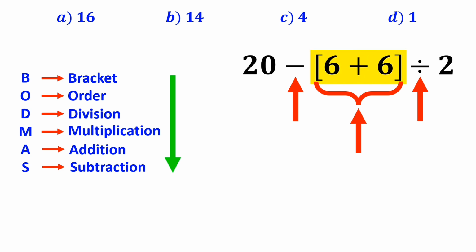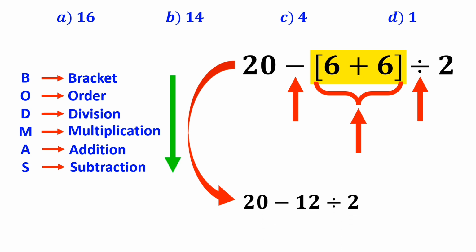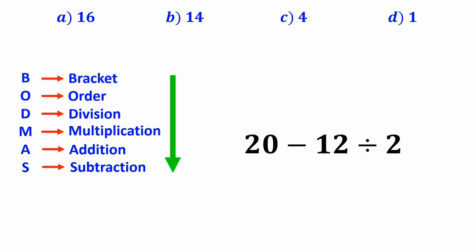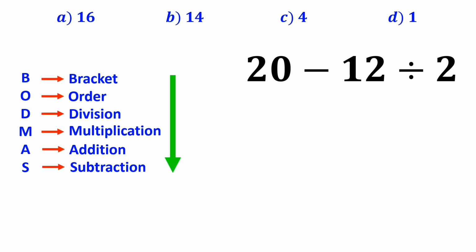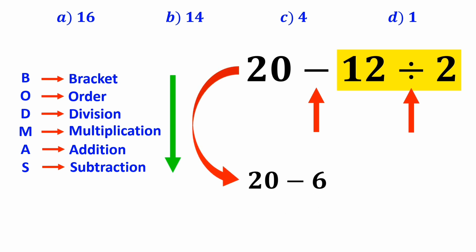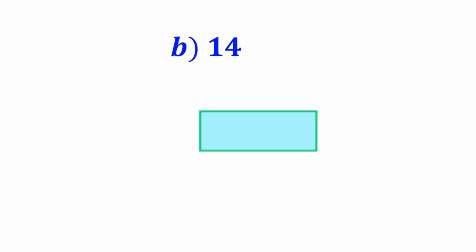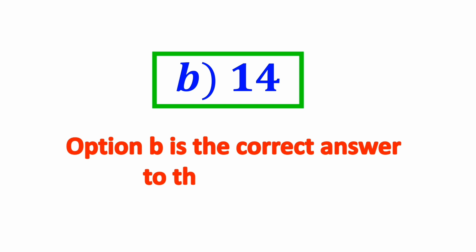So, we start with the bracket first because it has the highest priority over the other operations. Okay, we can write this expression as 20 minus 12 divided by 2. Now this expression is a bit simpler and we have a subtraction sign and a division sign. We need to perform the division between 12 and 2 first, because division has a higher priority than subtraction. So, this expression simplifies to 20 minus 6. Finally, we do the subtraction and the final answer becomes 14. Therefore, option B is the correct answer to this question.